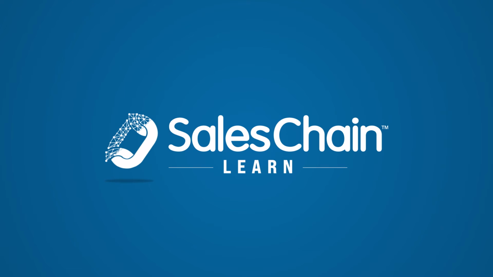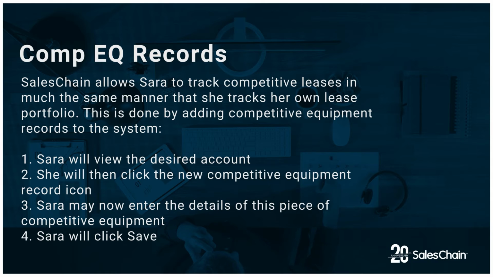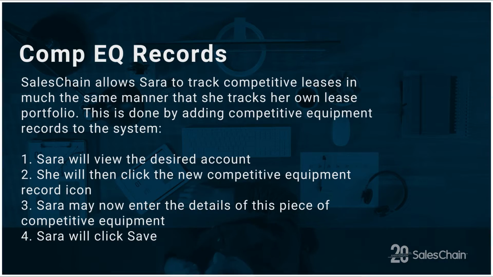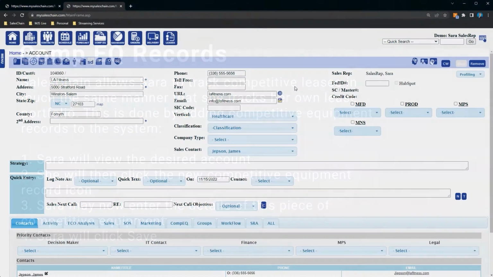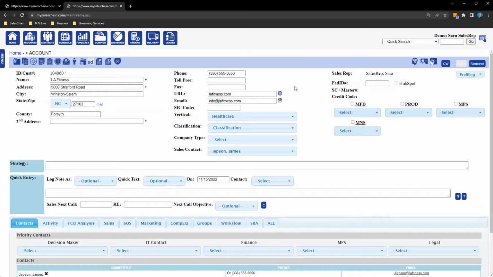SalesChain allows Sarah to track competitive leases in much the same manner that she tracks her own lease portfolio. This is done by adding competitive equipment records into the SalesChain system. Sarah can create competitive equipment records from the account view to track competitive leases and help her target her competitors' accounts.